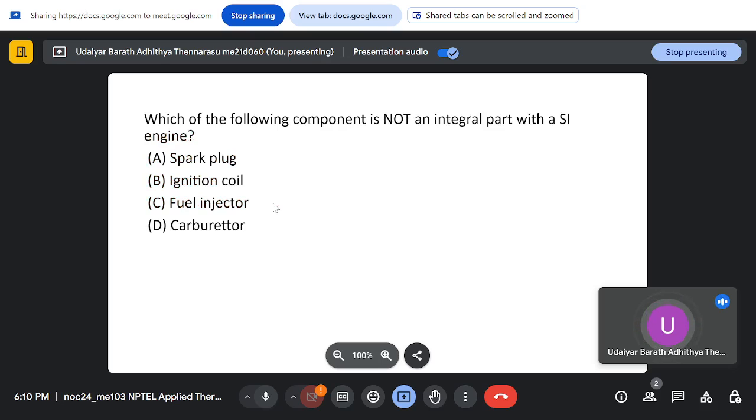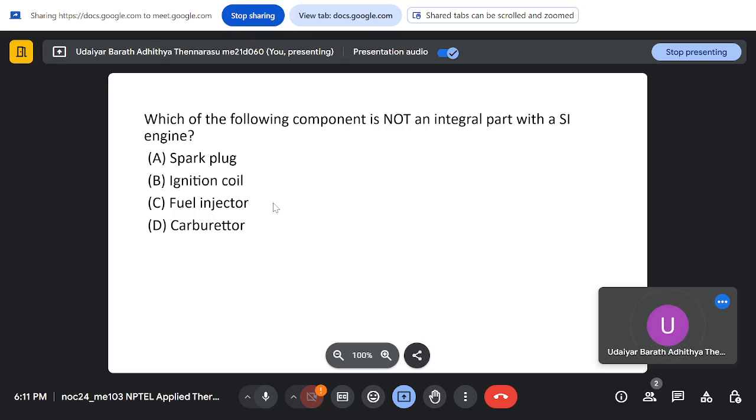So moving on to the next. Which of the following component is not an integral part with the SI engine? Option A, spark plug. Option B, ignition coil. Option C, fuel injector. Option D, carburetor. It is not a part of a spark ignition engine. So the answer will be option C, fuel injector.